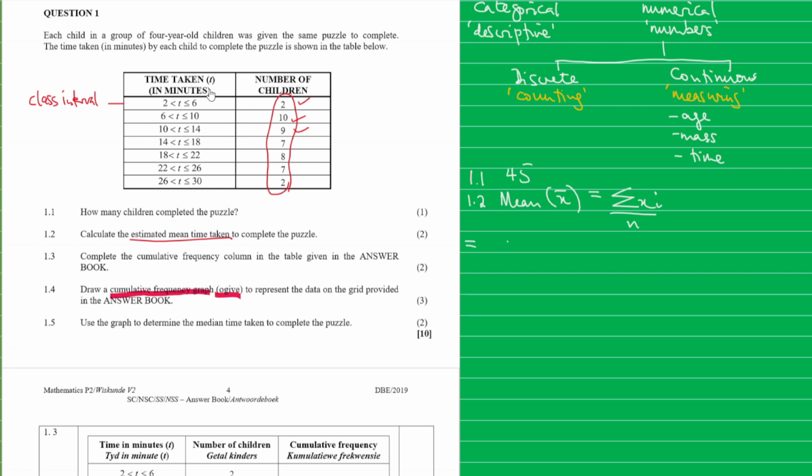Maybe we can make a small column here and say, okay, what is our MIV? So the mid interval value. So the middle value here is a 4. Simply add 6 and 2 and divide by 2. The average of the upper limit and the lower limit, add them and divide by 2. This is 16 divided by 2, that is an 8.